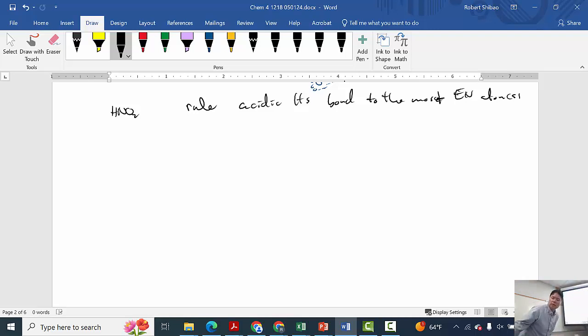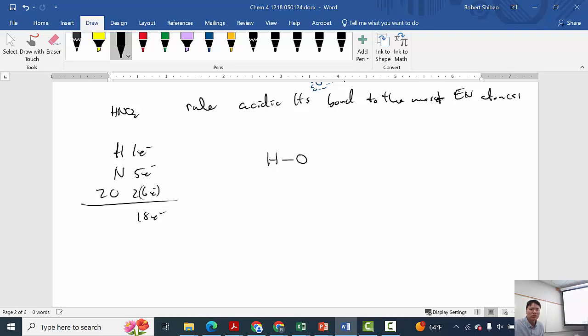And so let's go through this one quickly here. Hydrogen has 1, nitrogen has 5, and then we have 2 oxygens. This would be 2 times 6. And altogether, we're going to have 18 electrons, once again. Which atom are we going to put in the center? Hydrogen cannot go in the center. And so the hydrogen is acidic, so it's not going to bond to nitrogen, it's going to bond to oxygen. And then we're going to throw nitrogen in the center here, like this, and throw the other oxygen out over there.